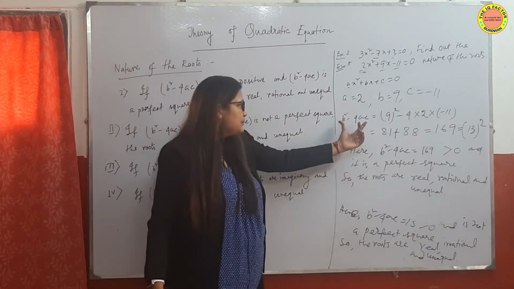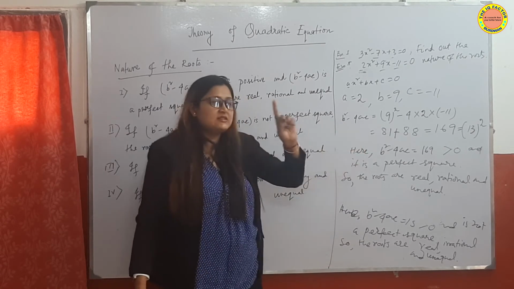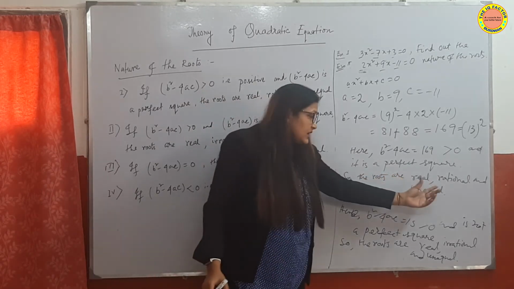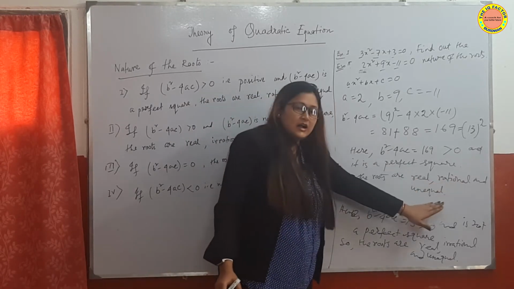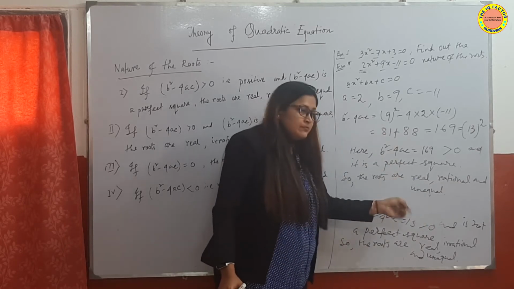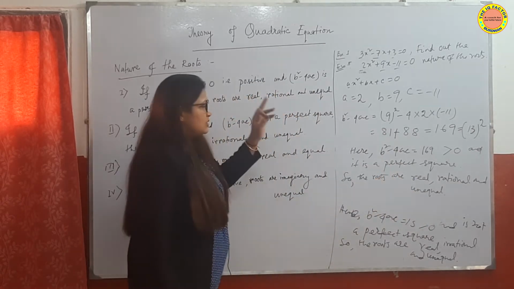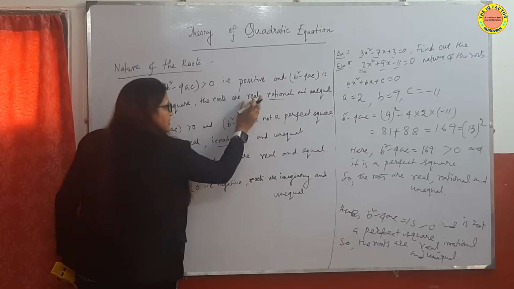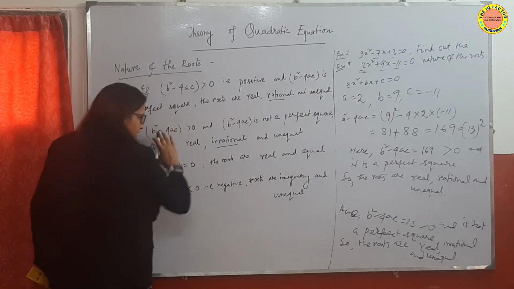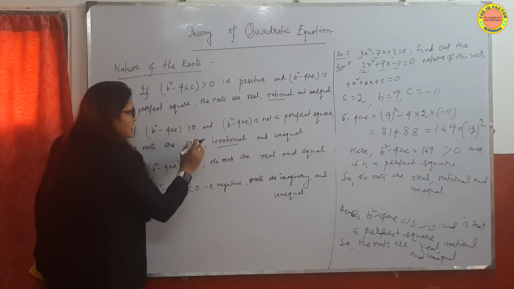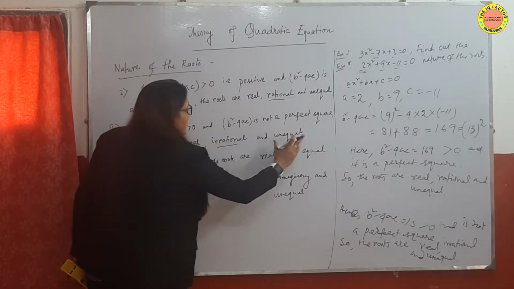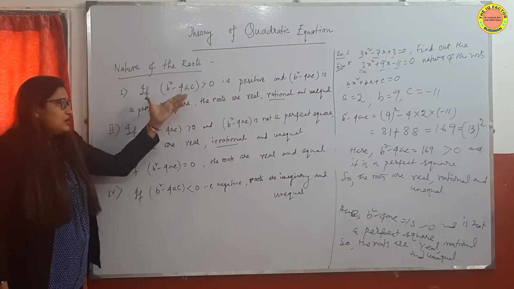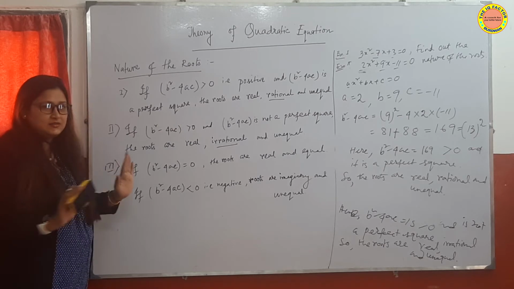So, if the discriminant b square minus 4ac is positive and it is a perfect square, then the roots are real, rational and unequal. If it is positive but not a perfect square, it will be real. Only here is the difference. If it is a perfect square, then it will be real, rational, unequal, and if it is positive but not a perfect square, it will be real, irrational and unequal. Only this is the difference, rational, irrational. So, these two conditions, I think it is much clear to you.